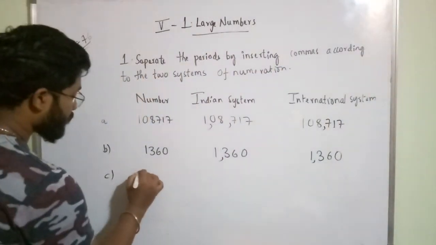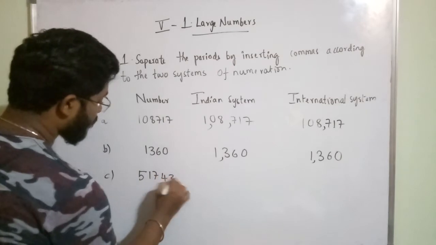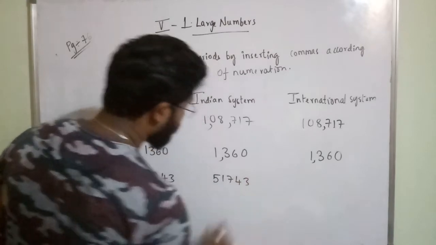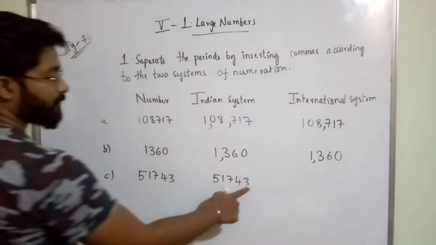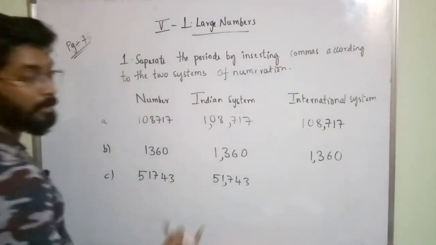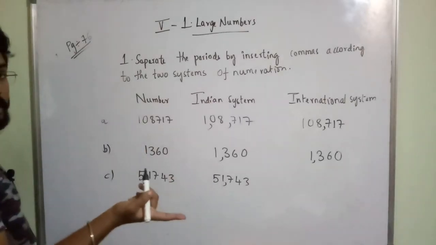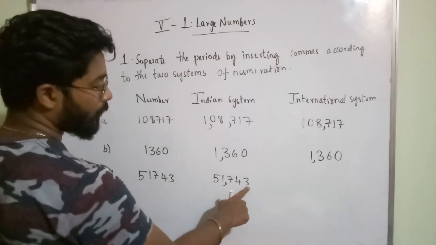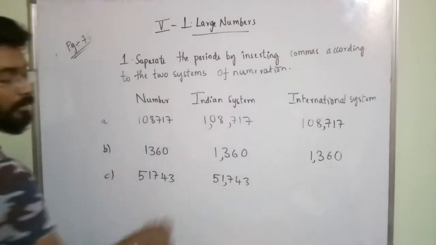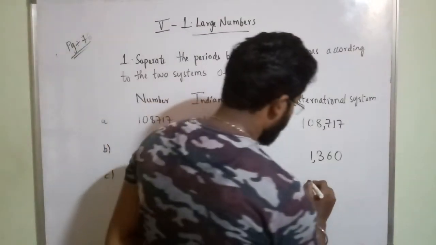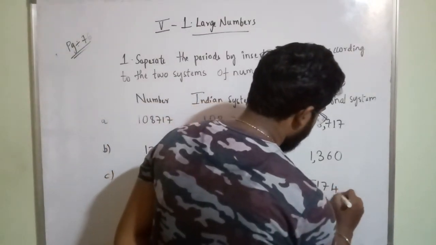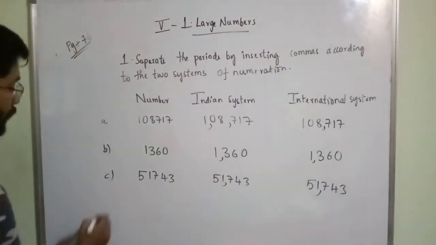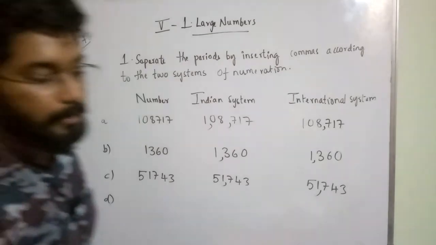51743. 51,743 in Indian system. So 51743, what you have to do? After first 3 digits you have to put one comma, because after ones period what you will get? You have to separate ones period from thousands period, no? So you have to put one comma from right to left after 3 digits. Okay, completed. Here 51743, same. After 3 digits you have to put one comma. Okay, D.